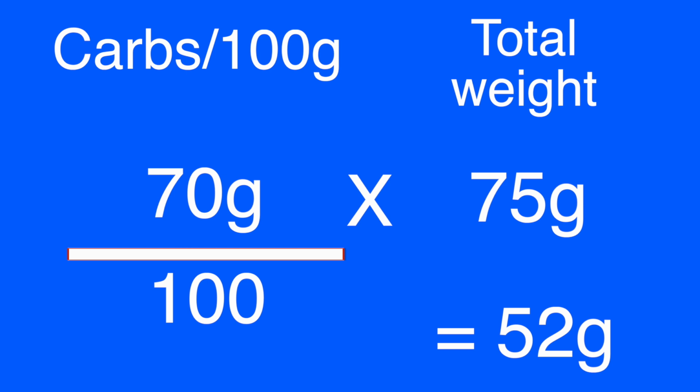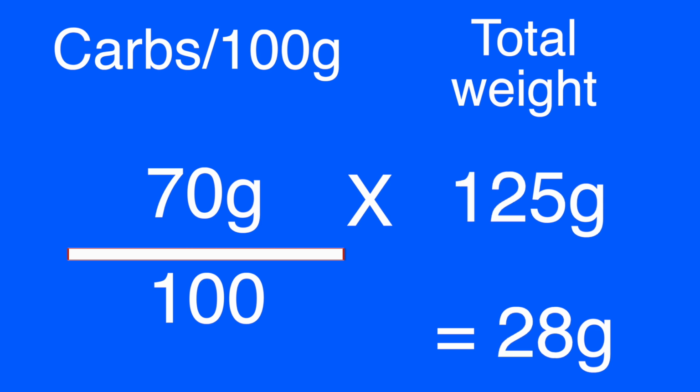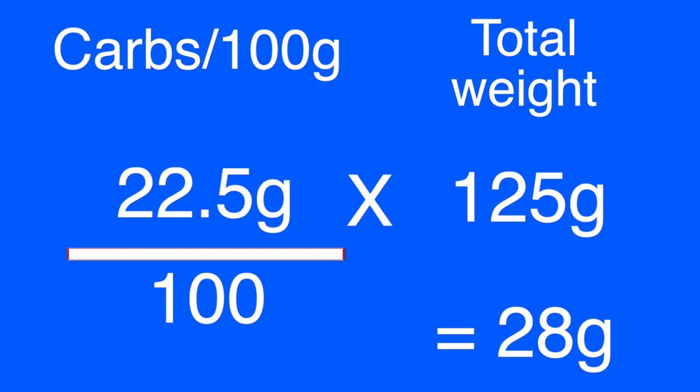So if you weighed out 85 grams, then you're going to do this for rice: 70 grams per 100, divided by 100, times 85. If it was 125, you times by 125. If there's a lower carbohydrate content, so potatoes, for example, are about 22.5, then this number is going to change to 22.5. You divide by 100 and you times by your weighed portion.